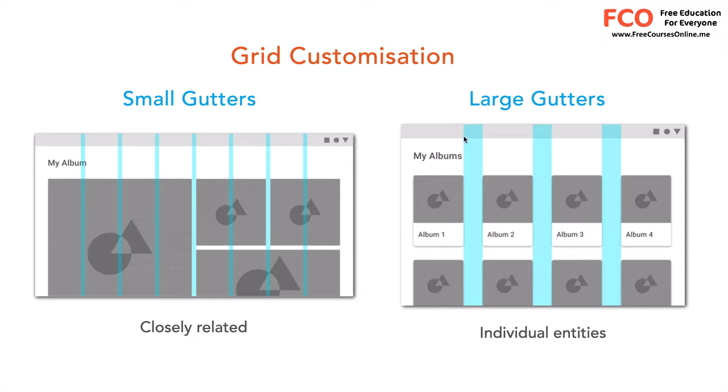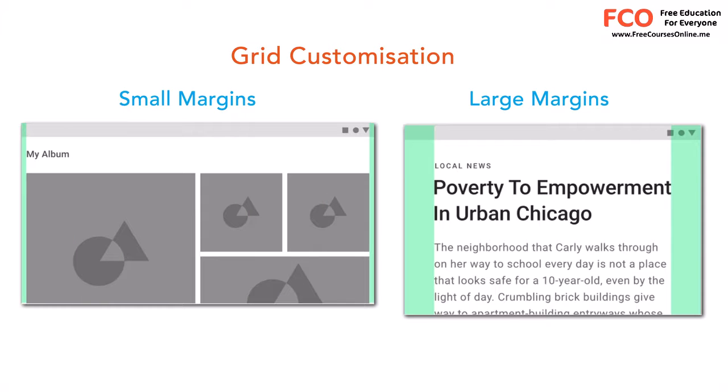Whereas here I am displaying a list of albums, and to indicate all these albums are individual entities, you can have a larger gutter between them. And when it comes to margin, depending on what you're building, here I have small margin so that I can have more space for these closely related images. Whereas here I have a larger margin to provide a good reading experience.